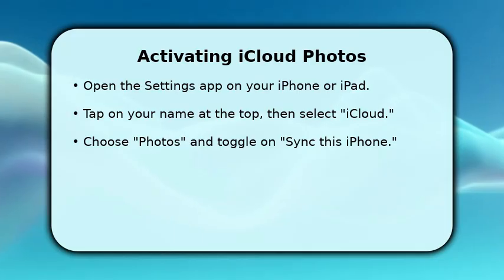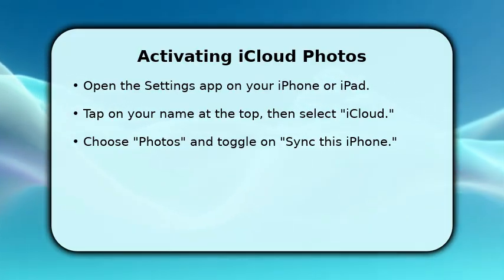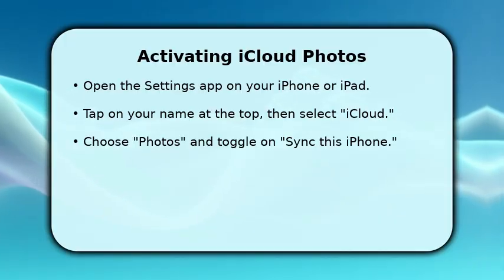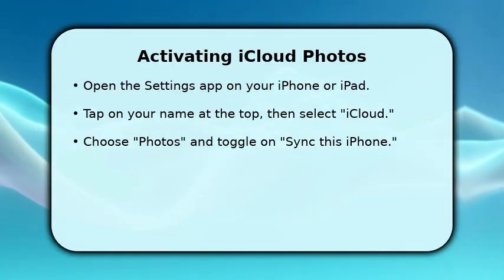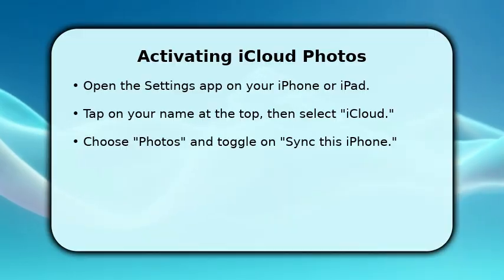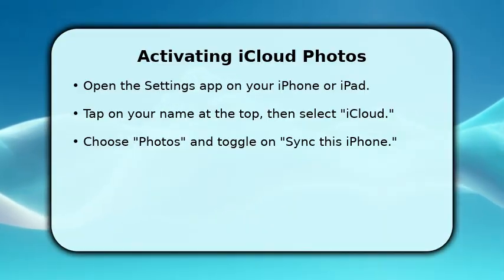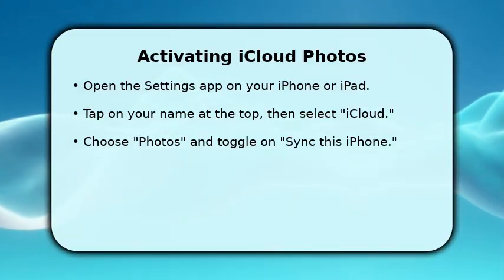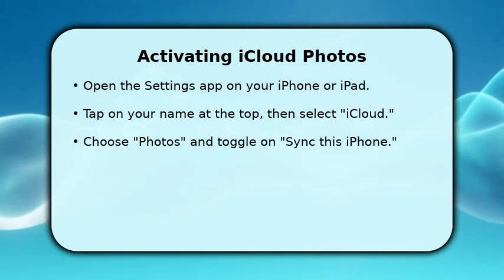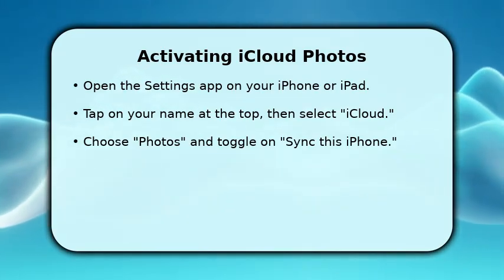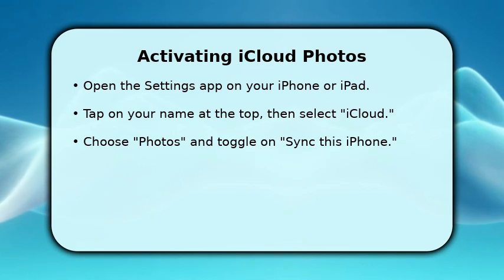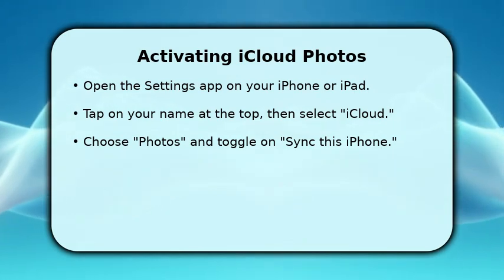To activate iCloud Photos, begin by opening the Settings app on your iPhone or iPad. Then, tap on your name located at the very top of the screen. From there, select the iCloud option. Within the iCloud menu, you will find Photos. Tap on this and simply toggle on Sync this iPhone or iCloud Photos. This action initiates the synchronization process, ensuring your memories are safely stored and accessible.